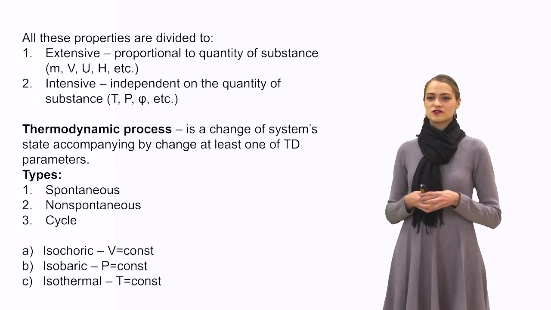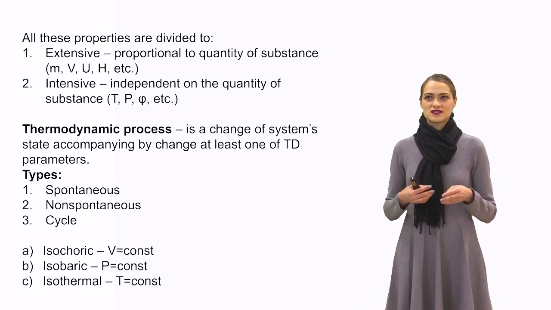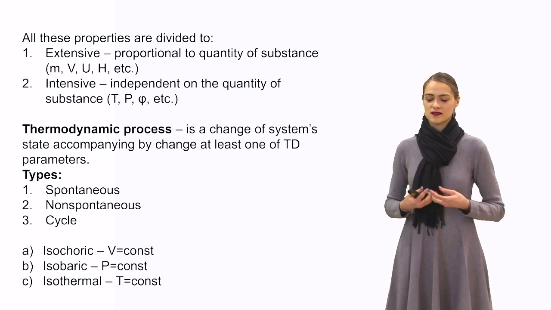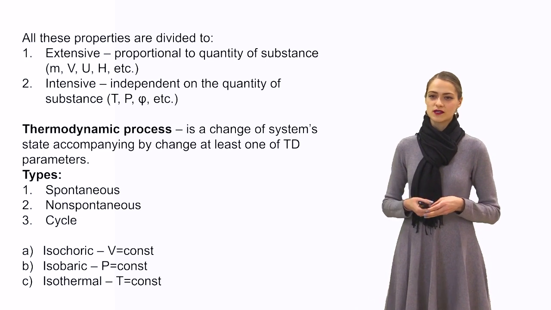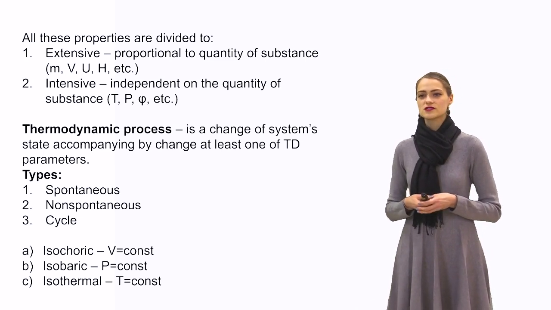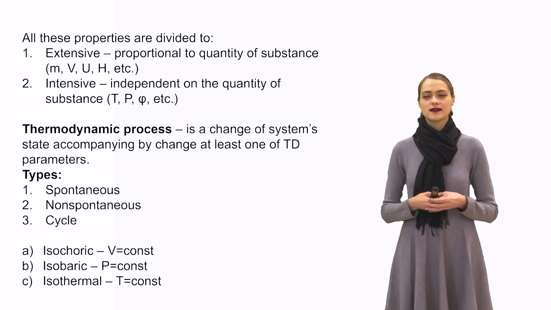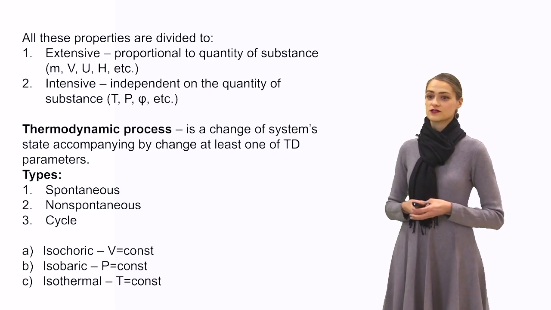And as well we need to remind that processes depend on different thermodynamic parameters. We have an isochoric process when volume is constant, an isobaric process, constant pressure, and an isothermal process which goes under constant temperature.